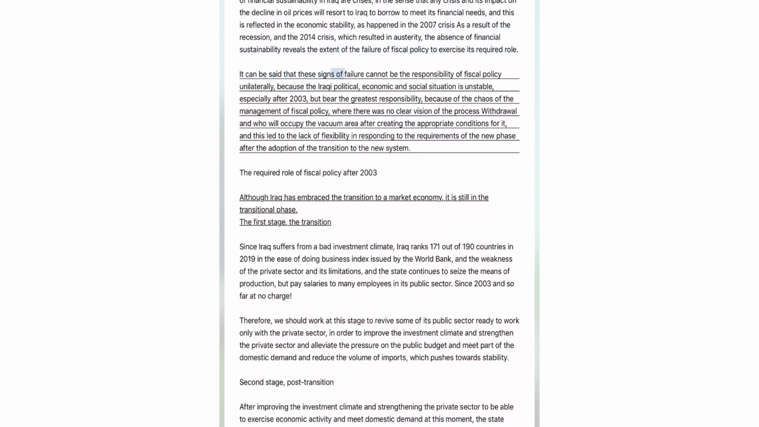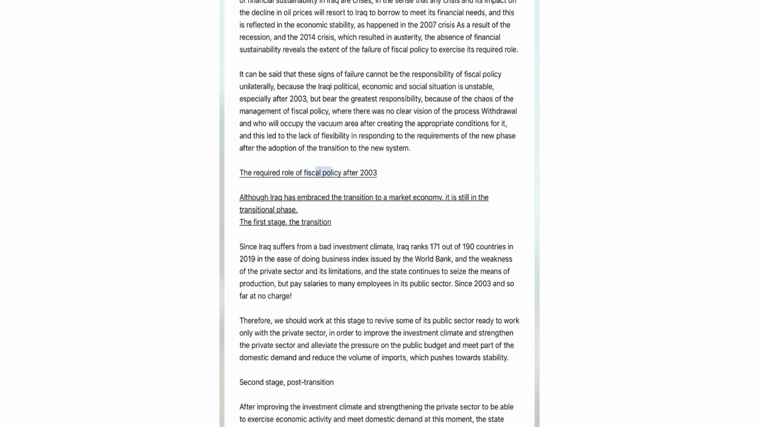It can be said that these signs of failure cannot be the responsibility of fiscal policy unilaterally, because the Iraqi political, economic and social situation is unstable, especially after 2003, but it bears the greatest responsibility because of the chaos in the management of fiscal policy, where there was no clear vision of the withdrawal process and who will occupy the vacuum area after creating the appropriate conditions for it. This led to the lack of flexibility in responding to the requirements of the new phase after the adoption of the transition to the new system.